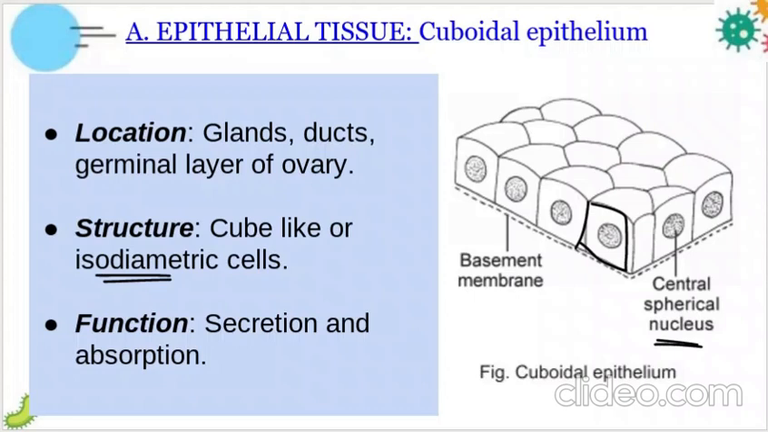It's present in the lining of kidney tubules and thyroid ducts also. Talking about ducts, it is present in the thyroid in the neck, and in salivary glands also, where it provides mechanical support. Now, what is its function? Secretion and absorption of any juices or anything.